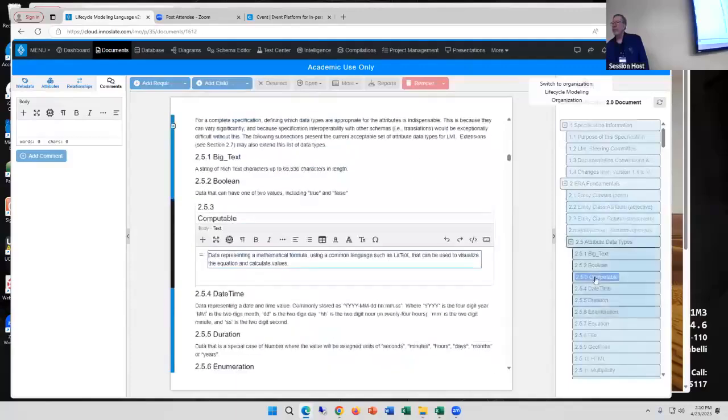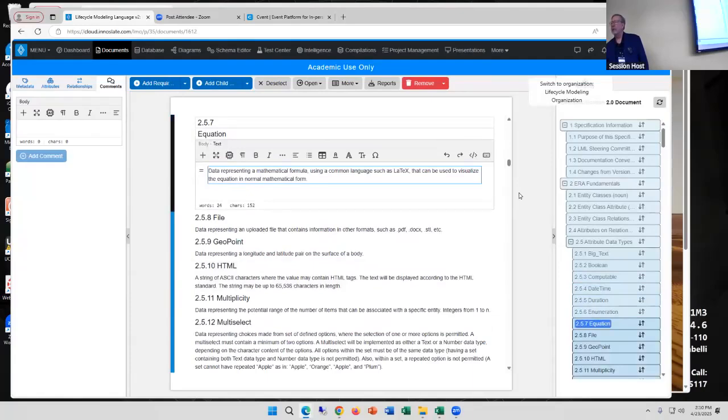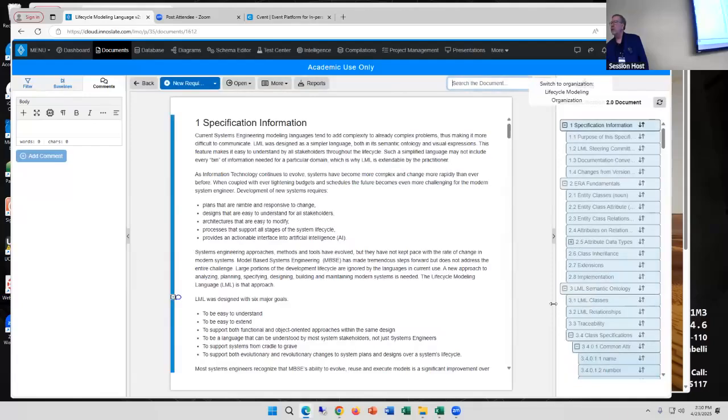Okay, so there are a number of data types. There are some unique ones here. Computable is where you can take and represent mathematical formulas using LaTeX and visualize them as an equation. We've already implemented this in Innoslate. It's just libraries that are out there and available, so software developers should have no problem doing this. That's why we went ahead and did that. So there are some really big new things in it on data types.